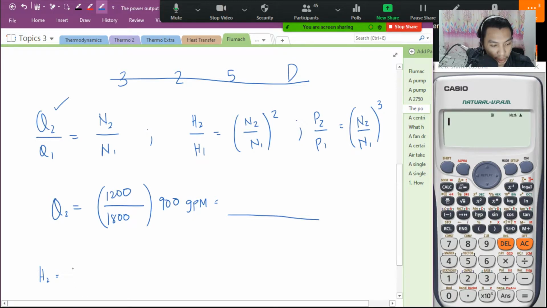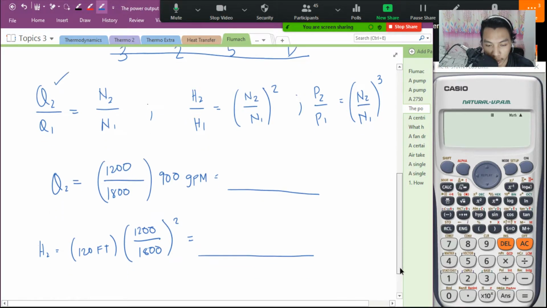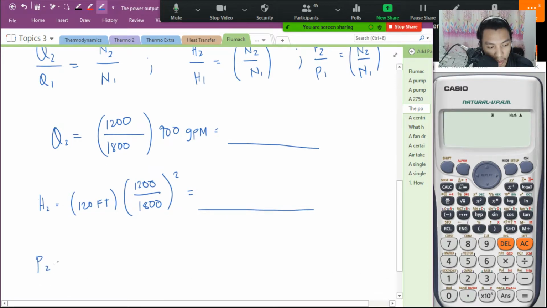Yung H1 mo is, the head is 120 feet multiplied to 1,200 over 1,800, tapos naka-square. Equal to feet. And then, how about the power? That is 1,200 divided by 1,800, tapos naka-cube. Multiply it with the first power. That is 30 HP.